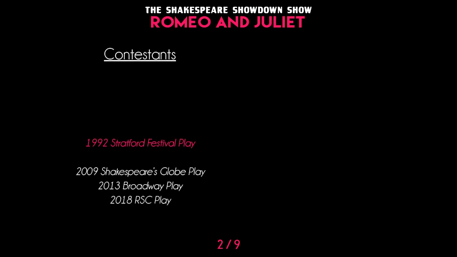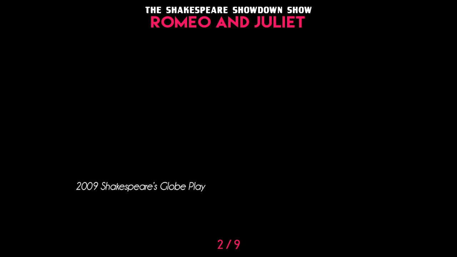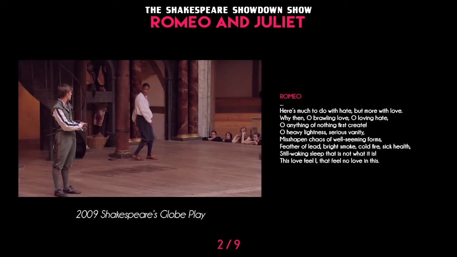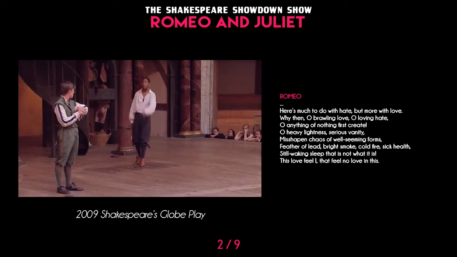With that tangent over, let's move on to the 2009 Shakespeare's Globe performance of the play. Here we have Adetomiwa Edun as Romeo in the middle of the frame, with Benvolio in the green clothes on the left side. First, part 1.